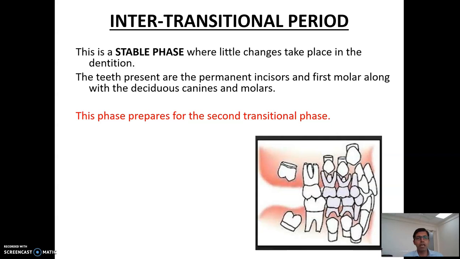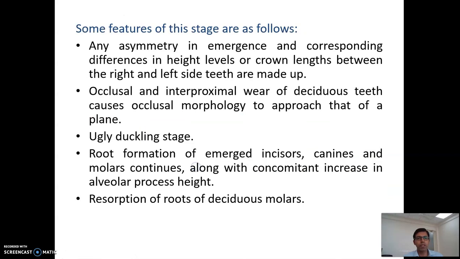The teeth present are the permanent incisors and first molars, along with the deciduous canines and molars, as you see in this image. This phase prepares for the second transitional phase. Some key features of this stage are as follows. Any asymmetry in emergence and corresponding difference in height level and crown length between the right and left side of teeth are made up here.